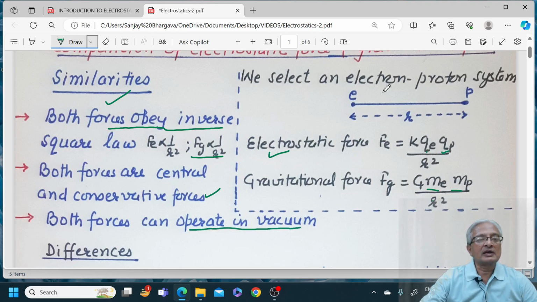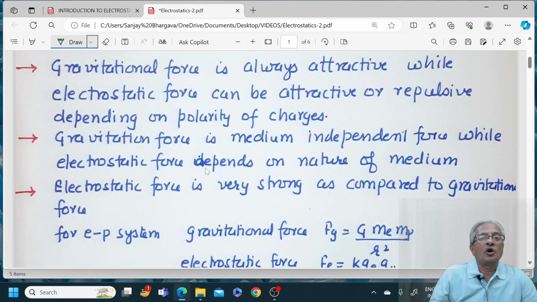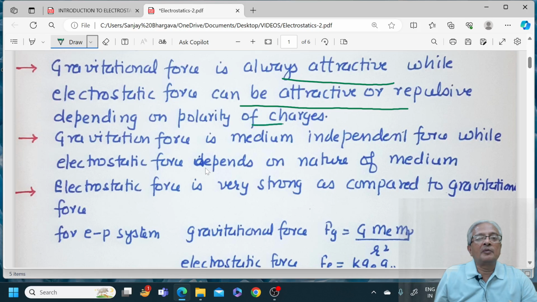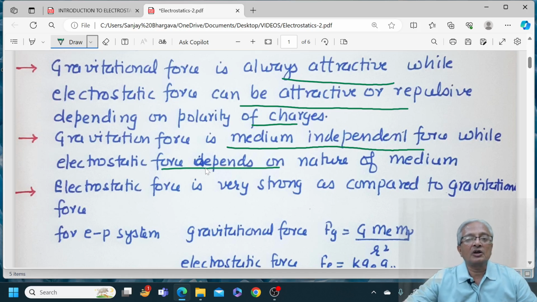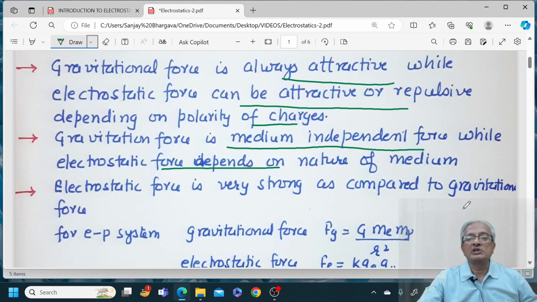When the differences are concerned, we can say gravitational force is always attractive, while electrostatic force can be attractive or repulsive depending upon the polarity of charges. Gravitational force is a medium independent force, while electrostatic force depends on the nature of the medium. Electrostatic force is a very strong force as compared to the gravitational force.